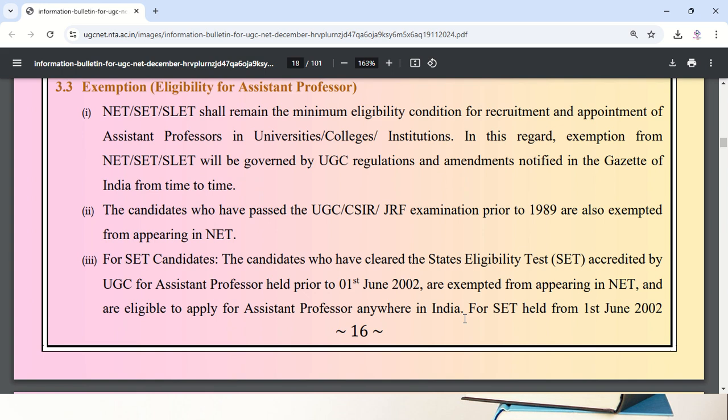Okay, but right now it is not like that. If you complete SET, you can work with respect to that state only. But those who completed it after 1st June 2002 are eligible to work anywhere in India. That is the information they have provided.